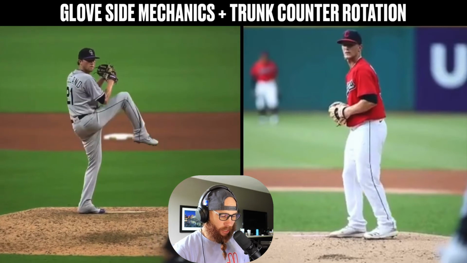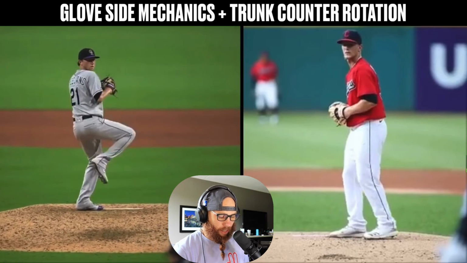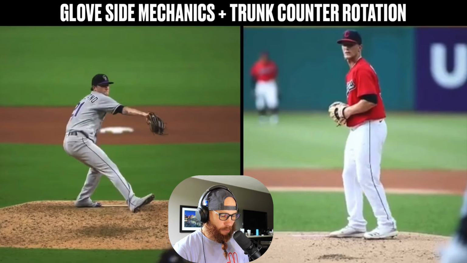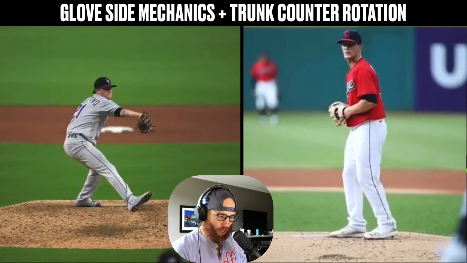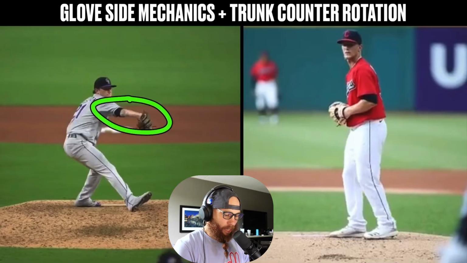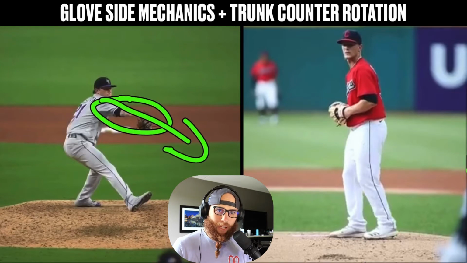Kyle Freeland, lefty. You're going to notice the glove side is actually going to point a little bit more linear. Now, this is the kind of misconception as far as what I see as linear energy distribution. Wow, words are fun. Linear energy distribution. You can tell by where he's targeted his glove, it's not at home plate, right? We'll see in a different video. We're going to talk about that as well, but it's not at home plate.